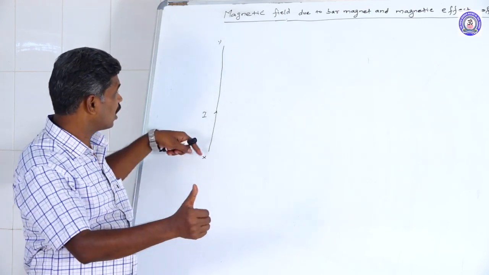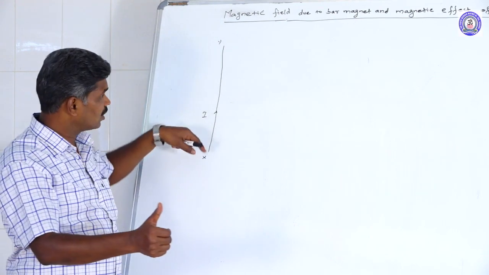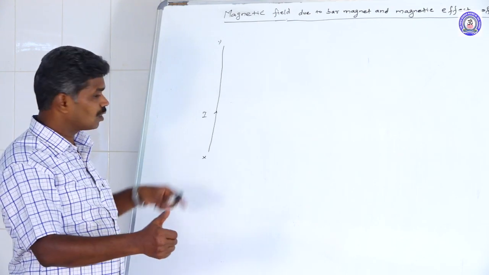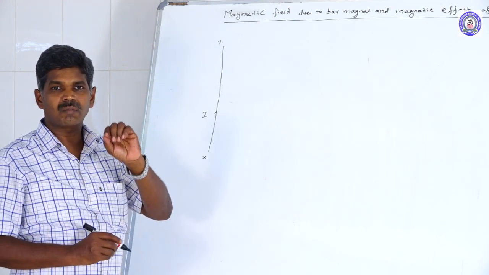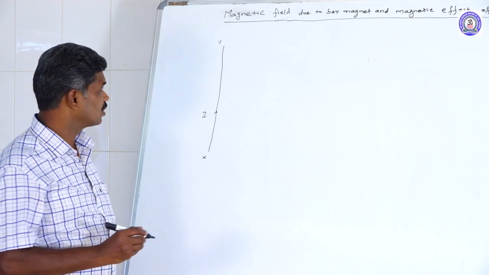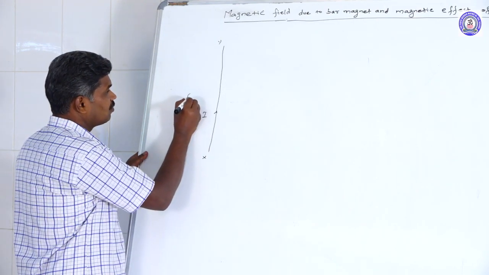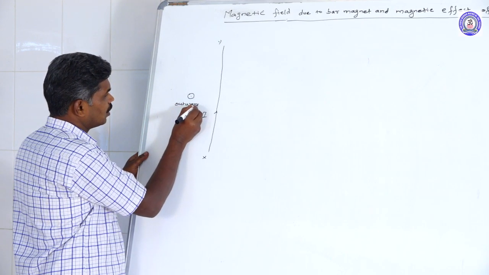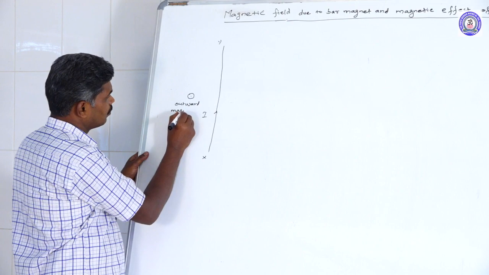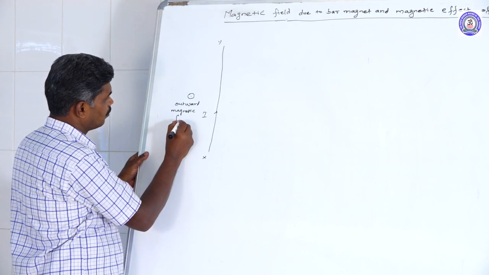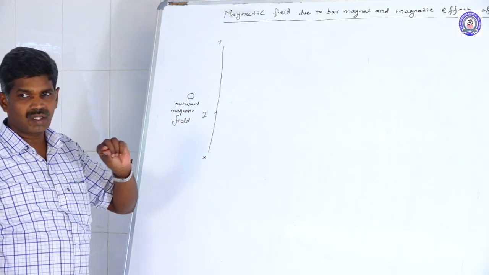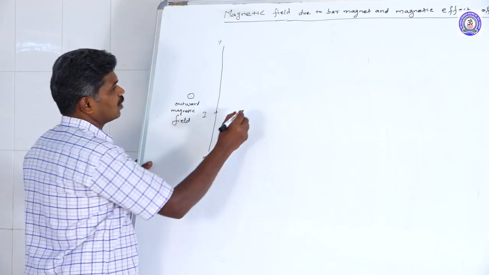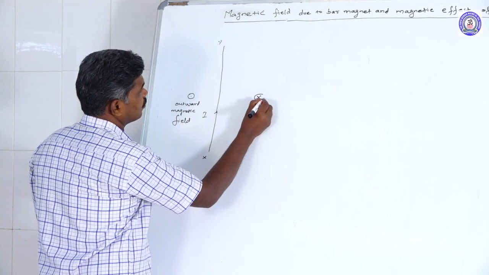Suppose current is in the upward direction. The magnetic field on this side is coming out. That coming out magnetic field we represent with a symbol, a circle with a dot. It is an outward magnetic field. The outward magnetic field can be represented as a dot with a circle. Then the inward magnetic field is a cross with a circle.